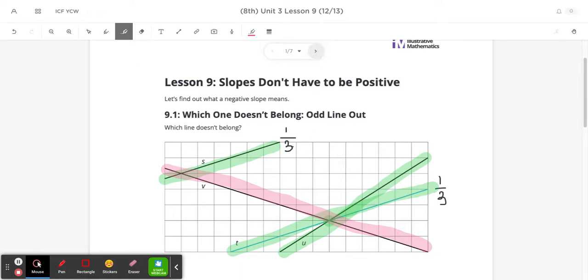If you had another reason that a line didn't belong, that's great too. Just make sure you notice why V is different, which is that it's moving in a different direction from the other three.